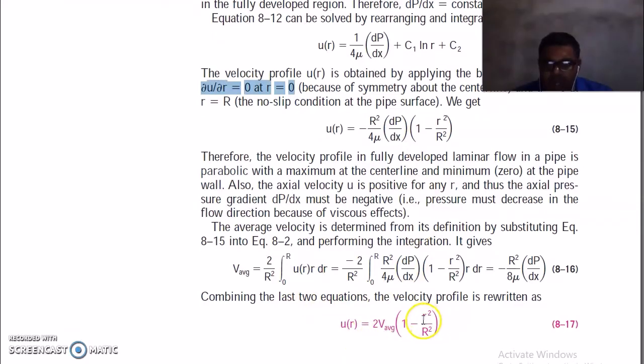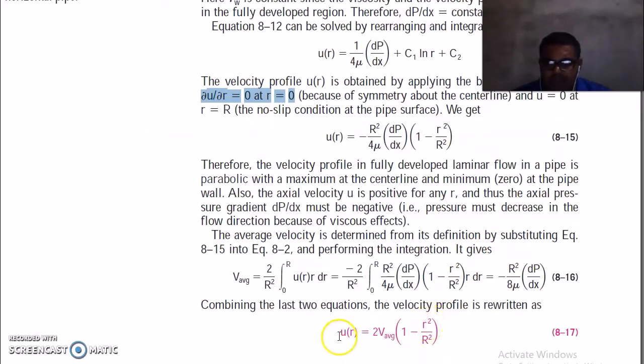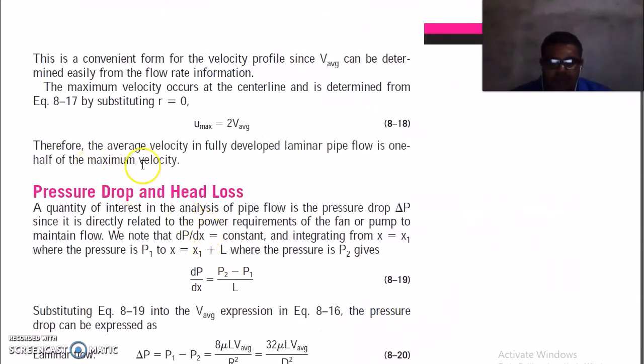Now we know at the center of the pipe the velocity is maximum, so put r equal to 0 and you will get the maximum velocity. Now check that u max is equal to 2 times the average. If you put r equal to 0, u max will come to 2 times the average, as this term will come 0. Therefore, the average velocity in fully developed laminar flow in a pipe is 1/2 of the maximum velocity.